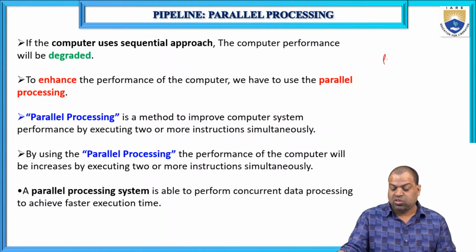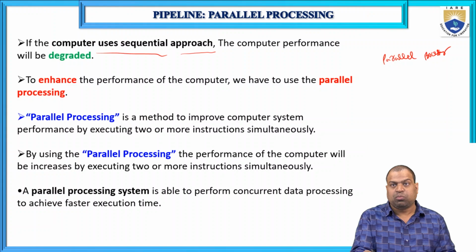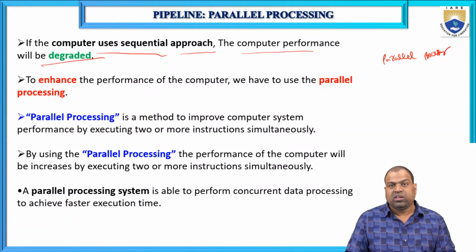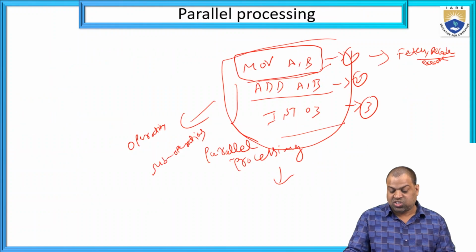So when I go for parallel processing, if the computer uses the sequential approach, the performance will be degraded. Why? Because we have to enhance the performance of the computer, so in parallel processing we enhance it, not sequentially. And parallel processing is a method to improve computer system performance by executing two or more instructions.